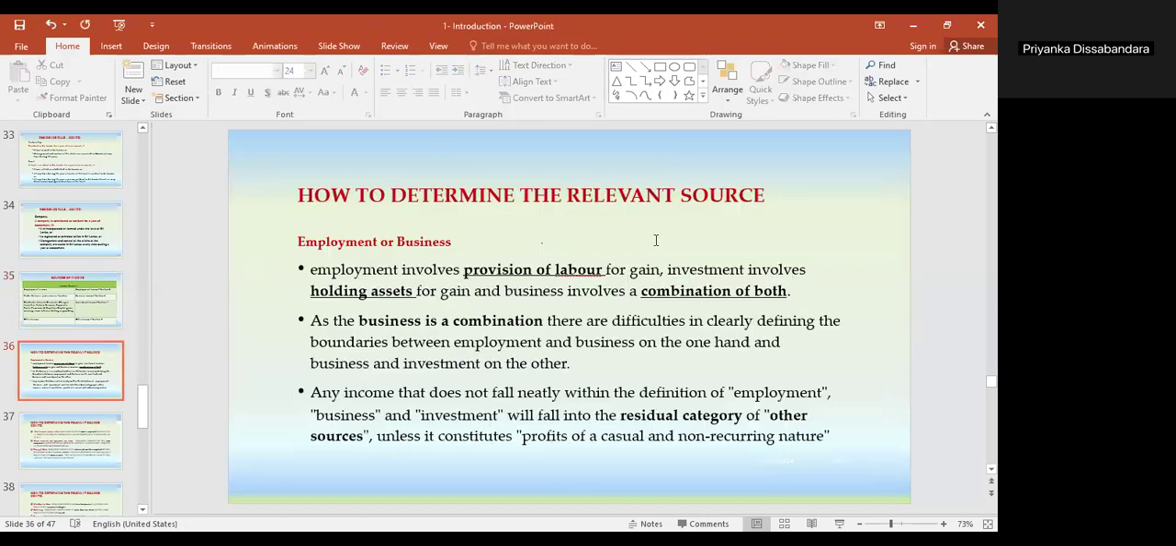Okay. Now we are going to determine the relevant source. Employment or business. For some income, it is very difficult to consider whether that income is an employment income or a business income.